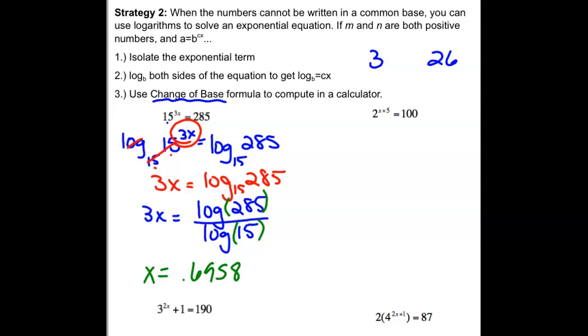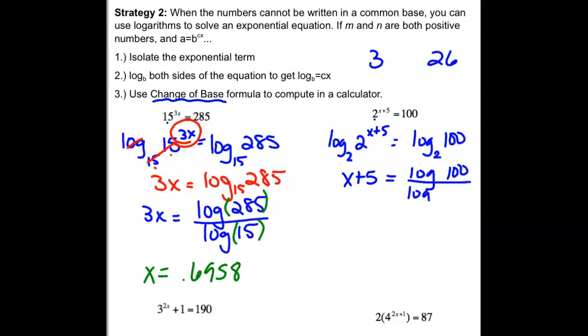Okay, looking at our next one. We have 2 to the x plus 5 equaling 100. We are going to use our base of 2. So log base 2 of 2 to the x plus 5 has to be equivalent to log base 2 of 100. We're taking the log of both sides. On the left, log base 2 of 2 to a power is just the power. On the right, we use our change of base formula. So the log of 100 divided by the log of 2. And then to complete this, we're going to subtract the 5 to the other side.